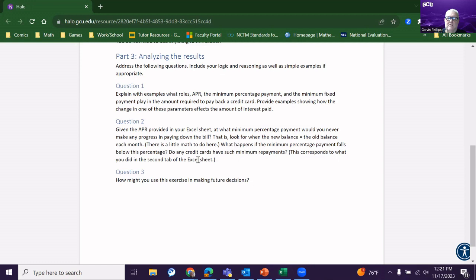This is going to correspond to what you did in the second tab, which is what we're going to use to really answer the bulk of these. But this particular piece is going to depend on what you found when you did your research. Again, I had you check 2 credit card companies and 2 credit cards specifically, and how they figure minimum payments. So this would be interesting for that part of the write-up.